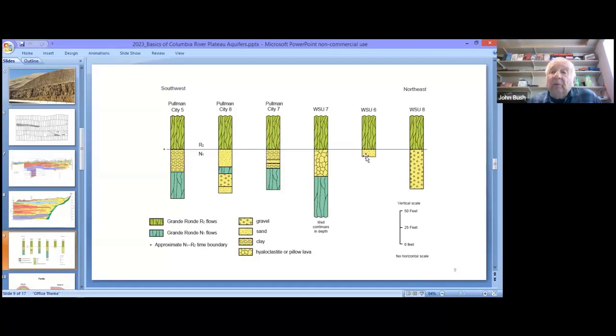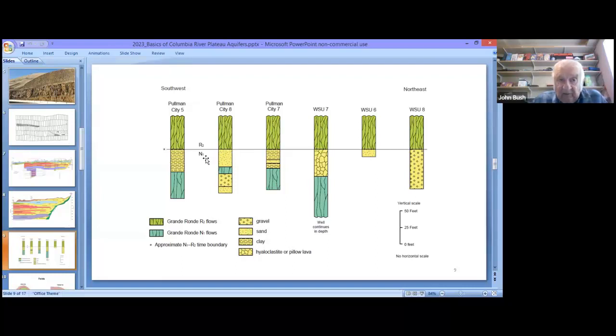WSU, the major production zone was out of sand. Clearly in WSU 8, the major production zone was out of gravels. Pullman 7, major production zone was in this interval of sediments and the underlying basalt flow. Pullman City number 8, they hit a little basalt after they started in the sand, but the major production zone, again, in a sediment zone right beneath the R2.